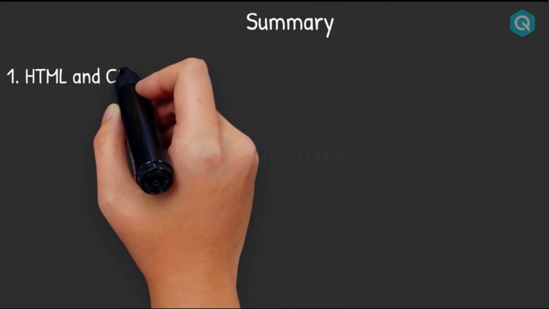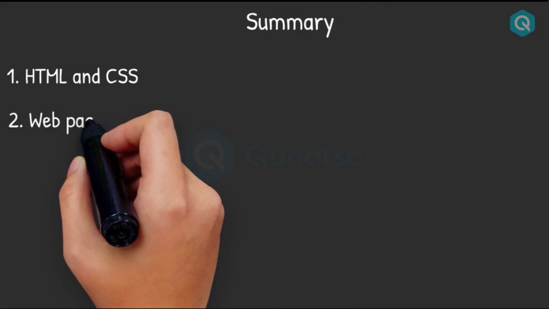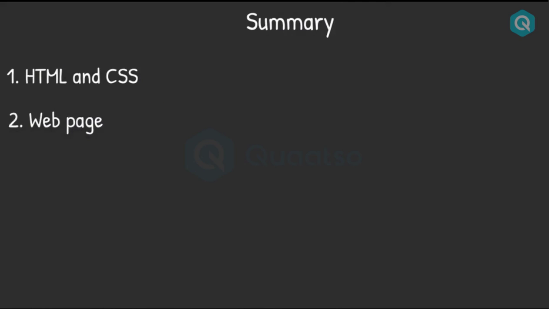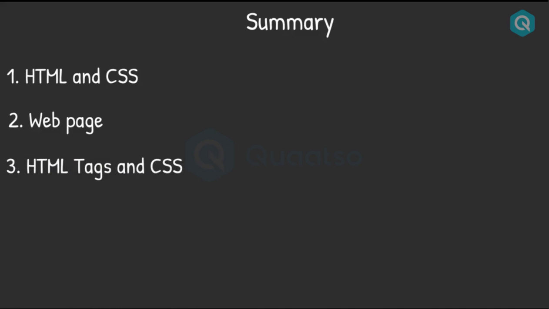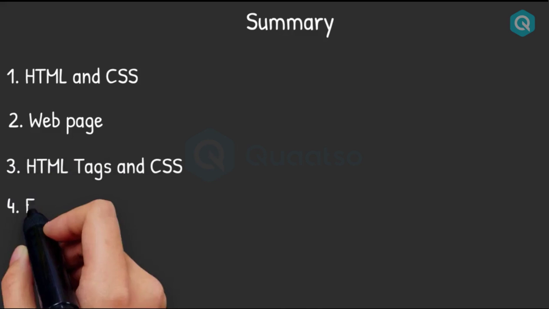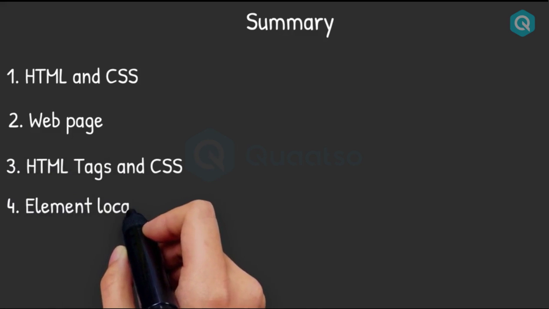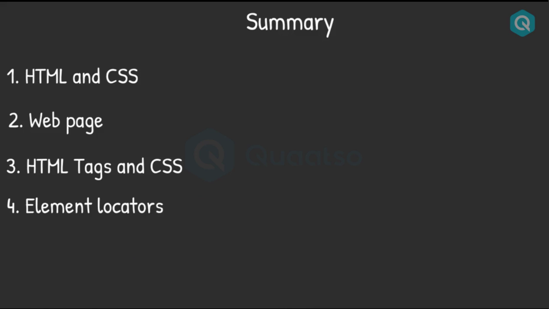We learned what is HTML and CSS. Second, how to make a very simple web page. A single web page may contain n number of elements, each have their own tags. Third, apart from tags, elements may also contain attributes. And fourth, to locate an element inside the web page, we can use its tag, its attribute, or combine both.